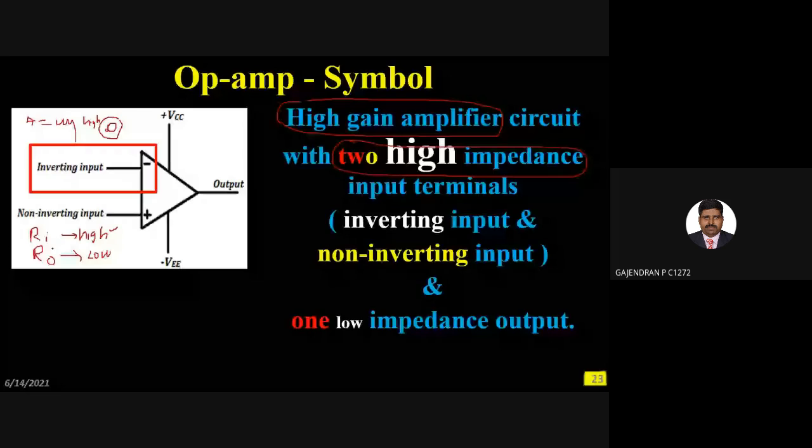What about the output resistance? It is low. So how many output terminals are we having? Only one. So that's why we have the name: one low impedance output.